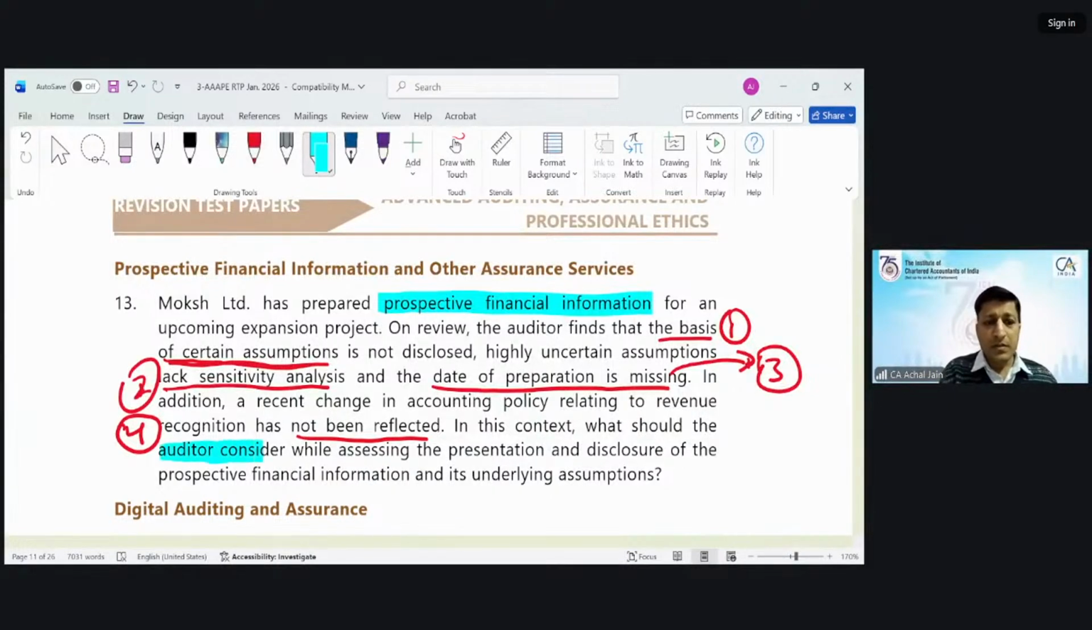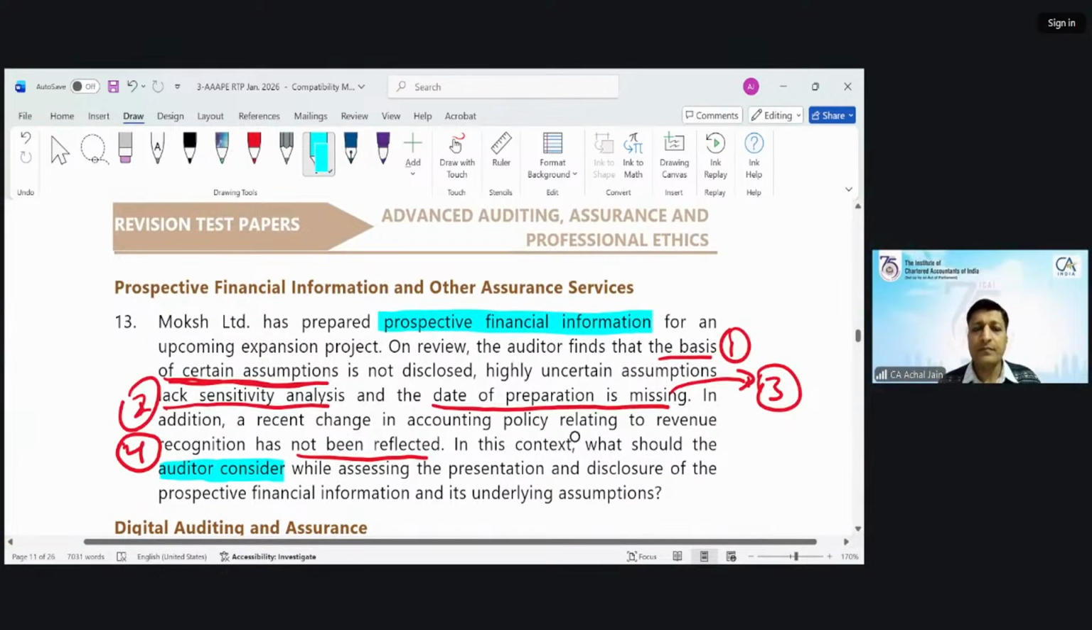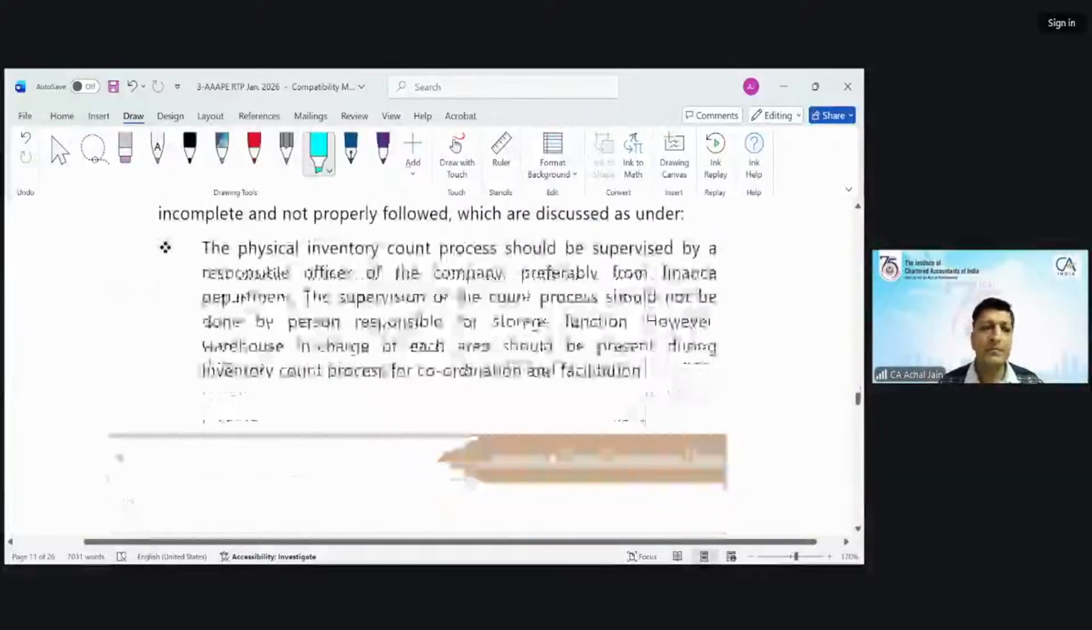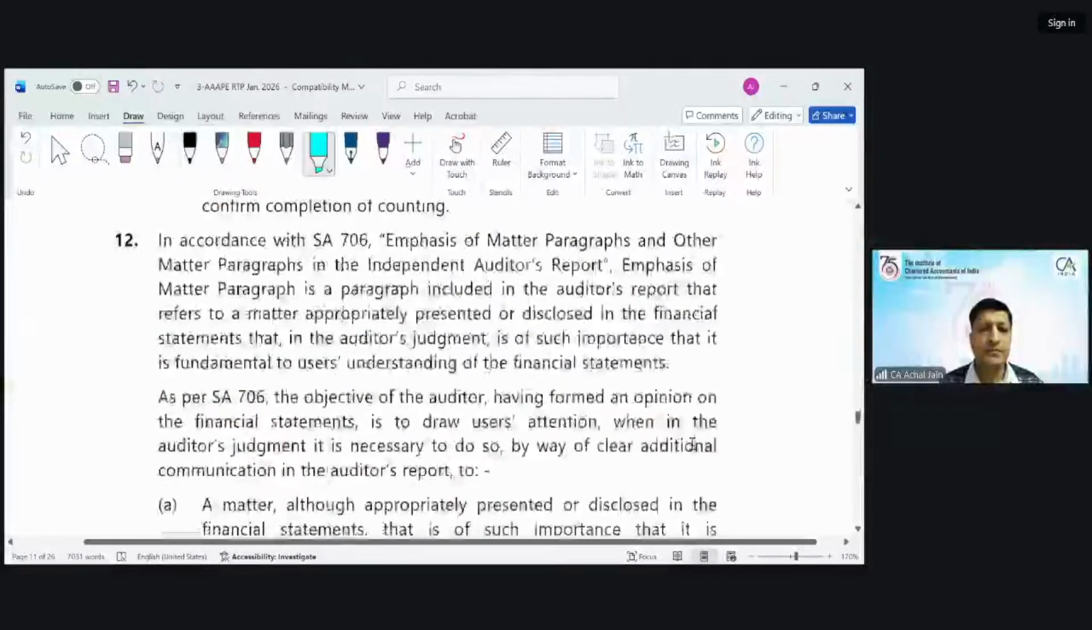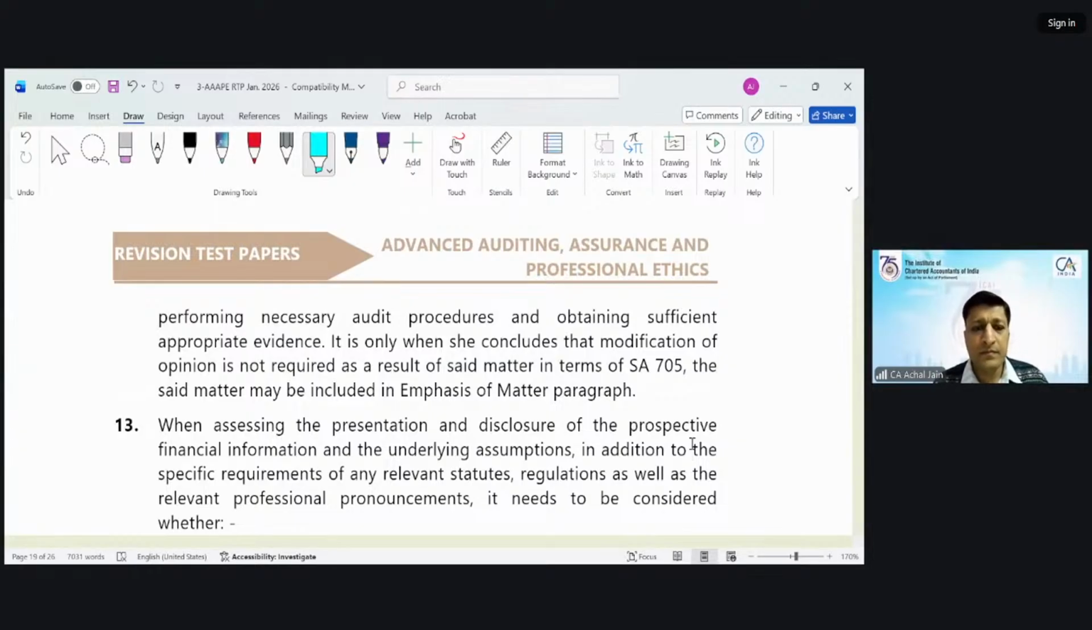Yes, sir. As per SAE 3400, examination of the prospective financial information, the professional accountant has to check the accuracy and whether the assumptions are consistent with the historical financial information or not. That is the main duty, and whether it is properly disclosed or not. In this case, it is not properly disclosed, and revenue recognition is based on assumptions that are not clearly disclosed. So in this case, definitely the auditor can discuss with the management and ask them to provide the assumptions appropriately. Otherwise, they can go for the reporting aspect, SA 705.